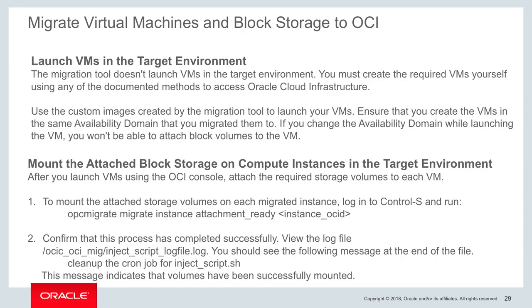The migration tool doesn't launch VMs in the target environment. You must create the required VMs yourself using any of the documented methods to access Oracle Cloud Infrastructure. Use the custom images created by the migration tool to launch your VMs, and ensure that you create the VMs in the same availability domain that you migrated them to. If you change the availability domain while launching the VM, you won't be able to attach block volumes to the VM.